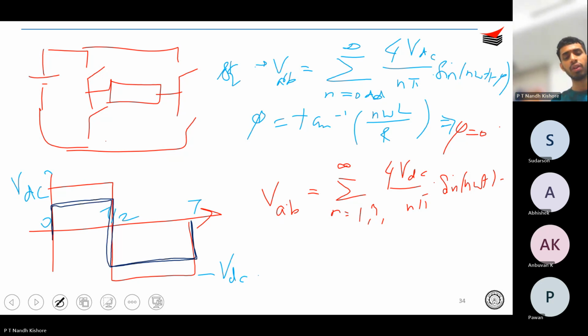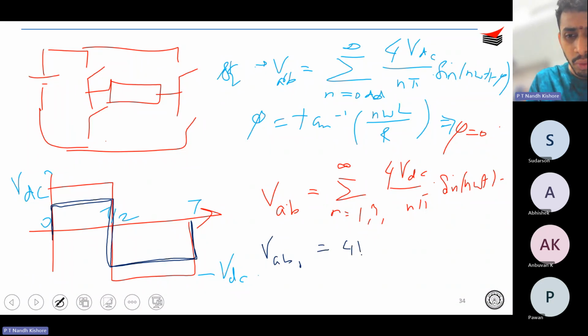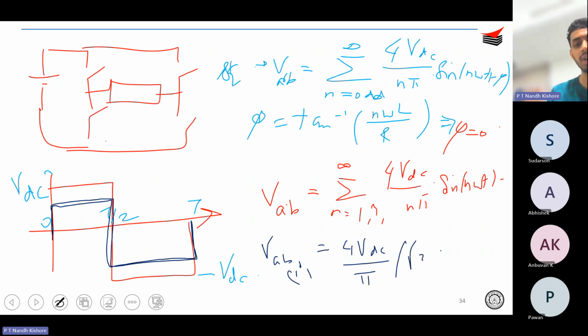Okay. So what is VAB RMS? VAB RMS is going to be 4 VDC by pi, the fundamental. Okay, 4 VDC by pi by root 2. That is your VAB RMS. And what is your IRMS? I1 RMS is going to be the same, V1 RMS by R. Right? Simple, right?